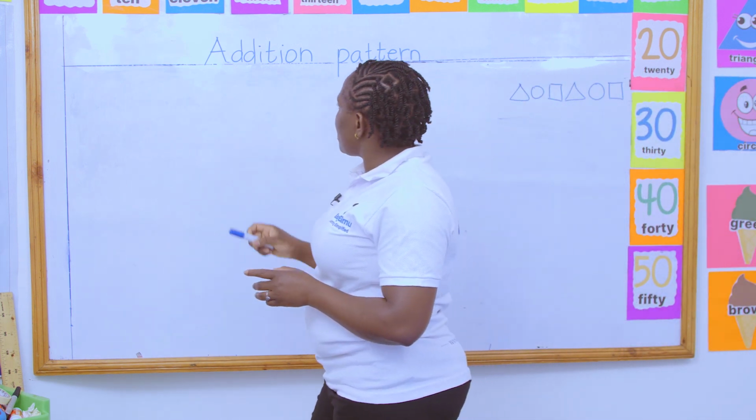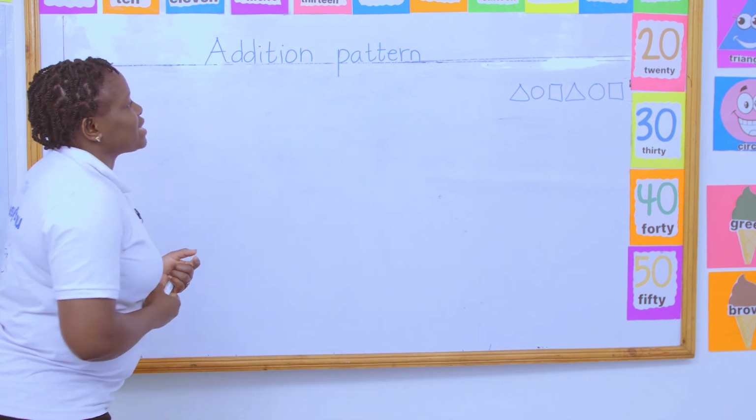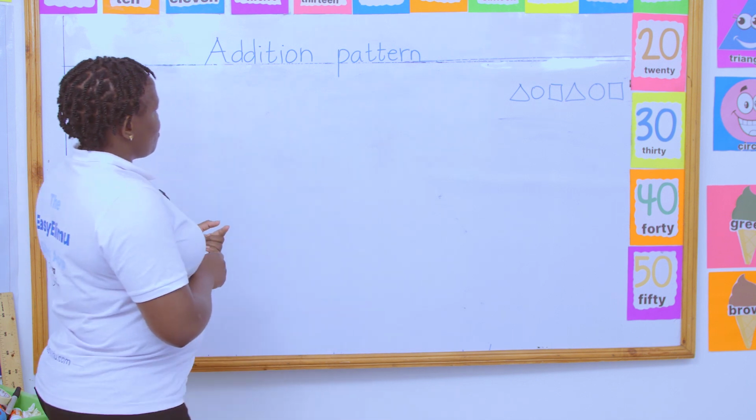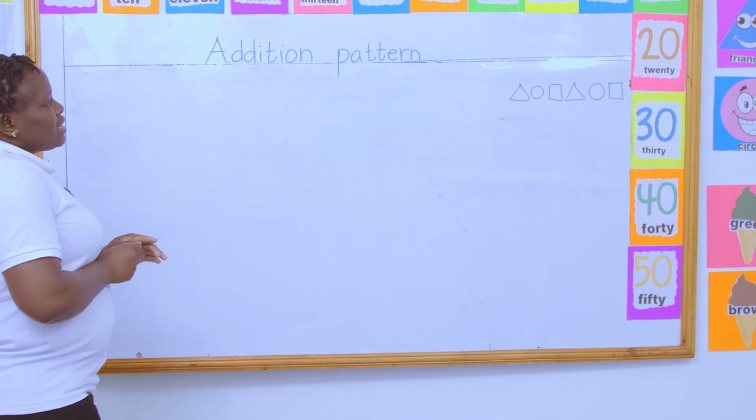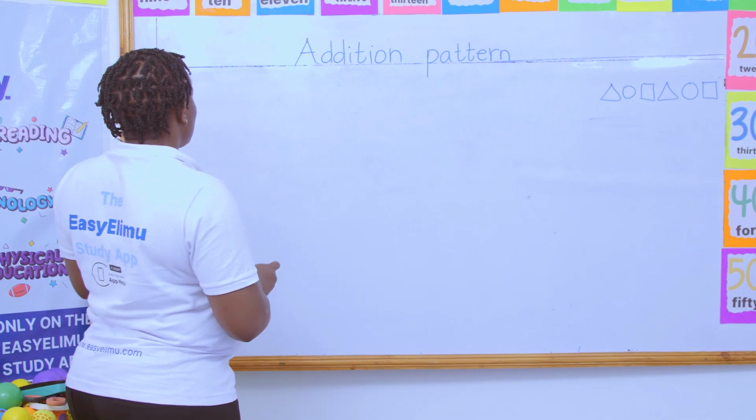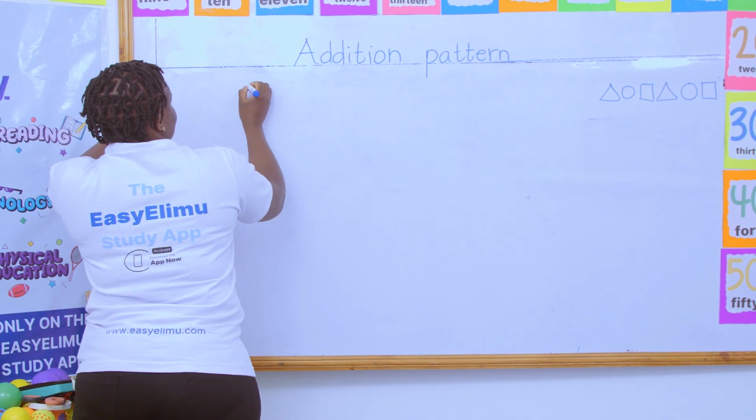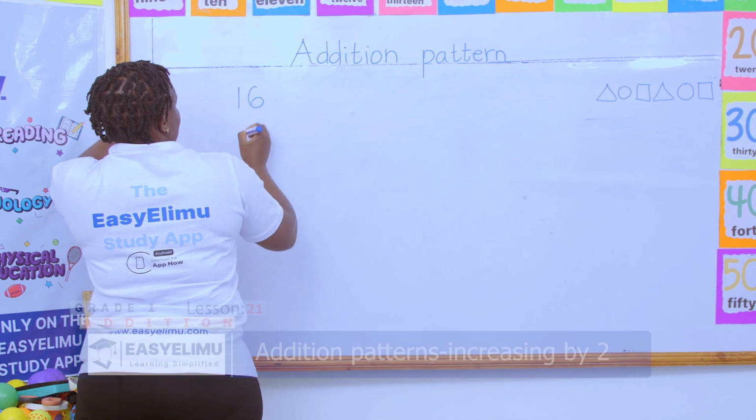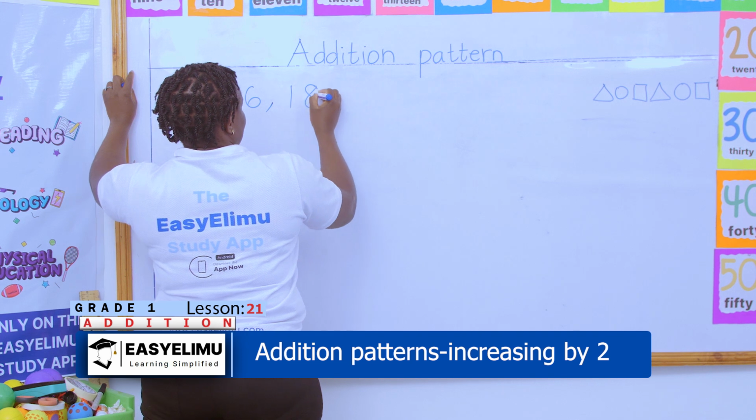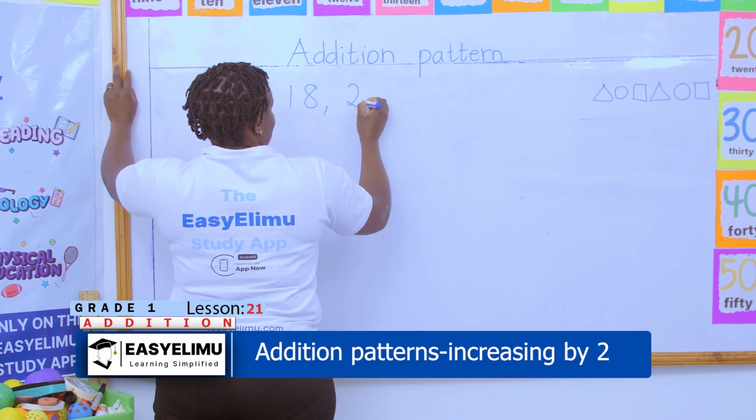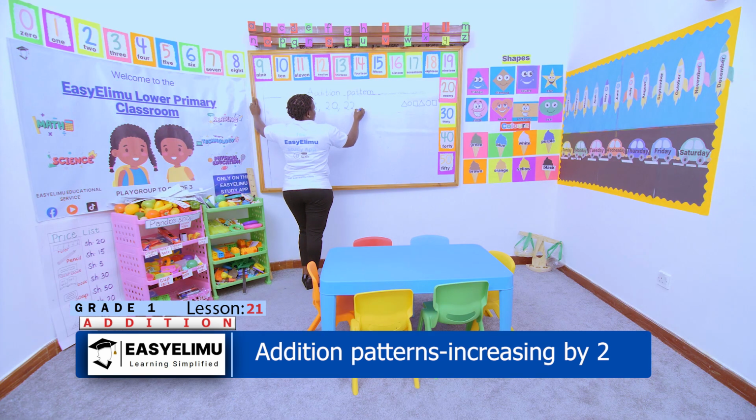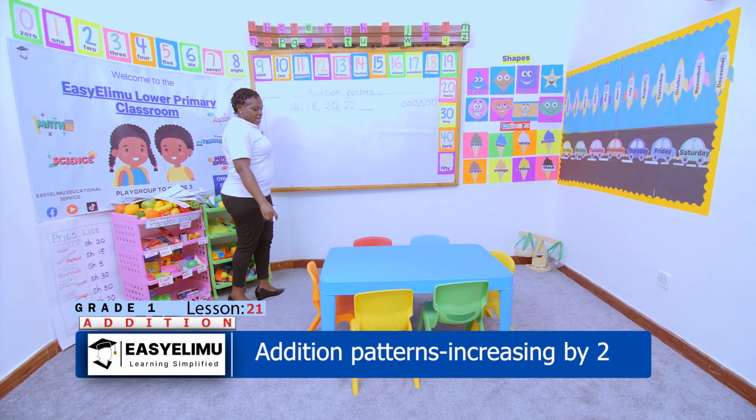Now, when you talk about addition patterns, what are these? For example, if I decide to add my numbers with 2, 2, 2, 2, I have been given 16. Then the next one is 18, then the next one is 20, then the next one is 22, and I'm told to find the next number.